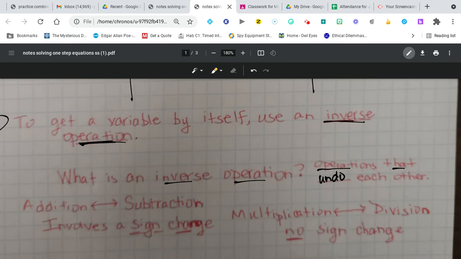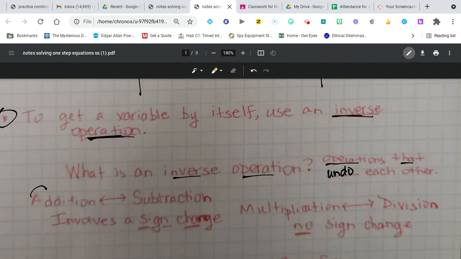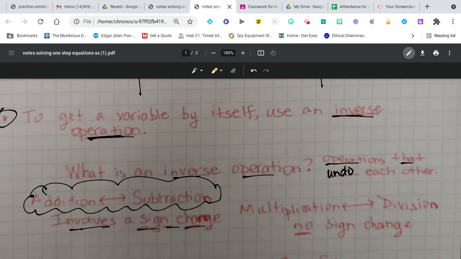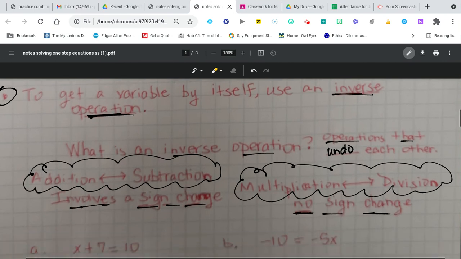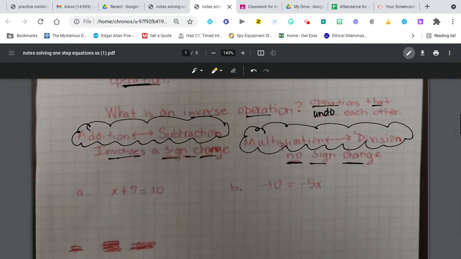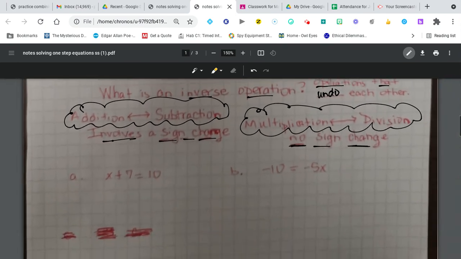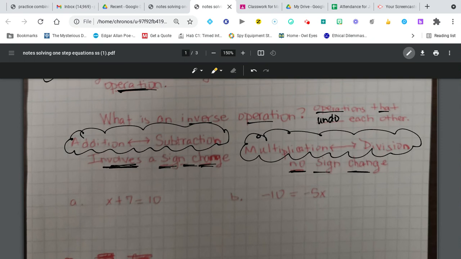So if it's addition, you can undo it with subtraction. If it's subtraction, you can undo it with addition. So addition and subtraction are inverses. They undo each other. This will always involve a sign change. Multiplication and division are inverse operations. And be careful because this does not involve a sign change. There's no sign change there. So keep in mind, if you're trying to get rid of something that's added or subtracted, it involves a sign change.